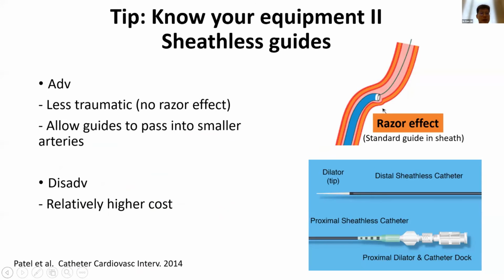Another potential equipment that can be at our disposal will be the use of sheathless guides, which negate the use of radial introducer sheaths. These guides are less traumatic to the radial artery than the traditional guide in sheath. As alluded to just now during the discussion, we mentioned the razor effect, which is really the trauma that's induced by a mismatch between the inner diameter of the catheter and the wire, leaving a relatively sharp leading edge exposed that may injure the artery. Also, there is a potential to accommodate larger guides in the smaller radial artery in the setting of more complex interventions. Unfortunately, the sheathless guides tend to be of relatively higher cost.